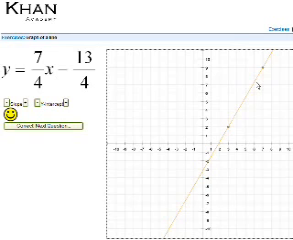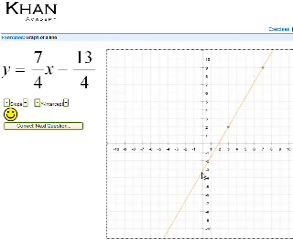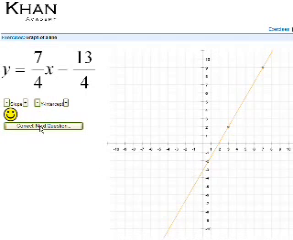I just want to give you an intuitive sense of what slope and y-intercept is. And it intersects the y-axis at -13/4. That's a little more than 3, which you can, -3, which you can see right there. Let's see if we can do another one.